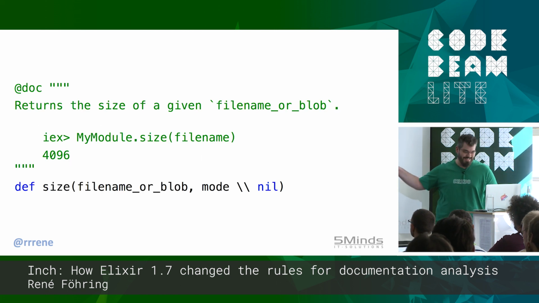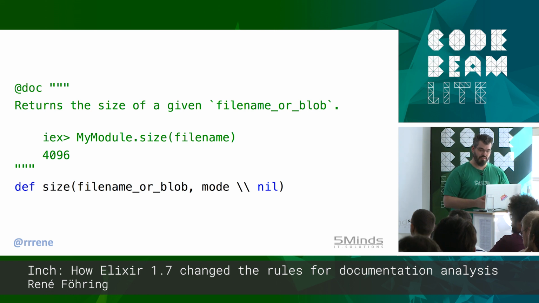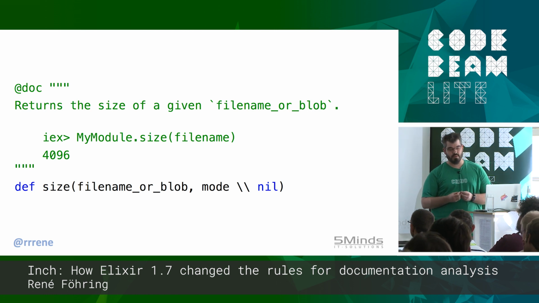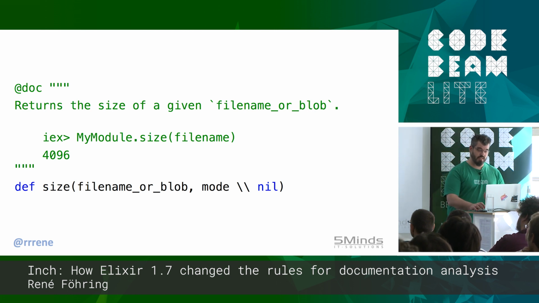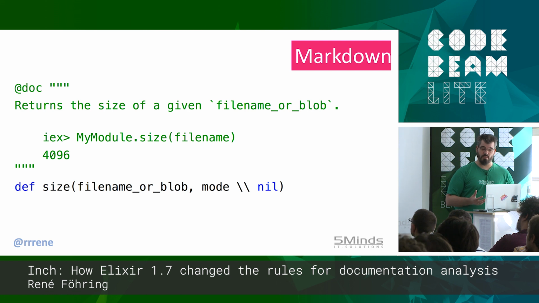Let's look at a real example to understand both the meaning and the formatting of docs. In this example, we have a function called size that takes a file name or blob and a second parameter called mode, and it returns the size of this file name or blob. Now, like so many things in our industry, documentation comes in a variety of different shapes and sizes, and in Elixir, we write docs in Markdown. But this is more of a consensus than a norm. You are free to use your own documentation standard inside the doc string.